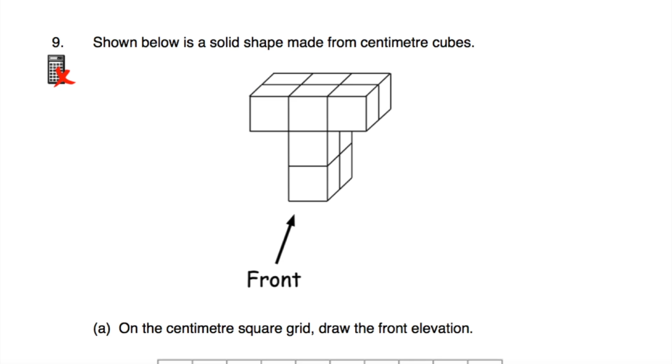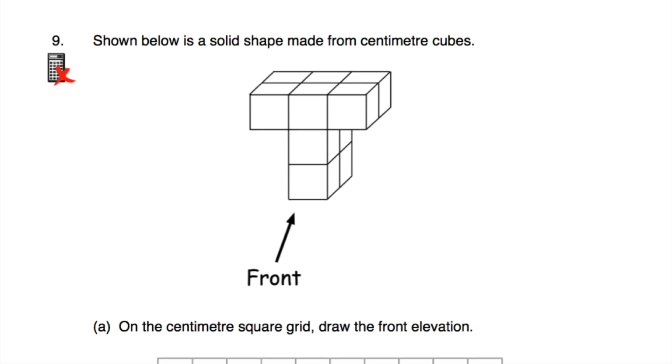Okay, let's look at our next question, question number 9. Question number 9 says, shown below is a solid shape made from centimeter cubes. So we've got these centimeter cubes. It looks like a capital T, and it says on the centimeter grid, draw the front elevation.